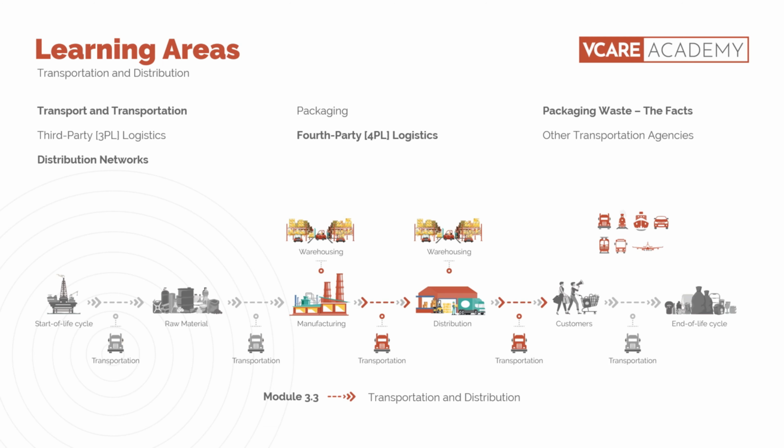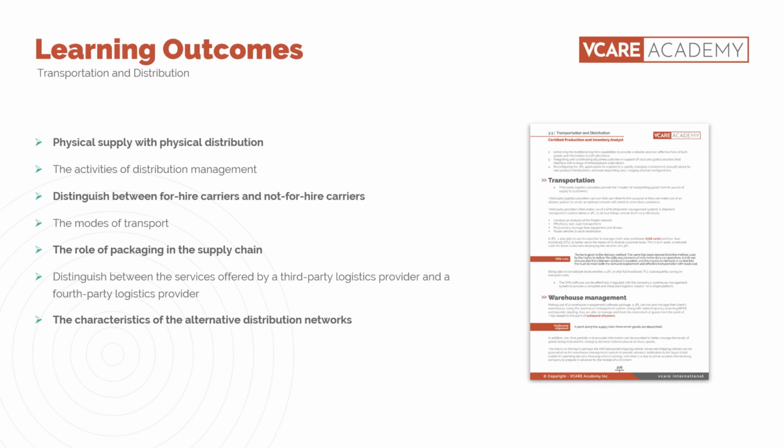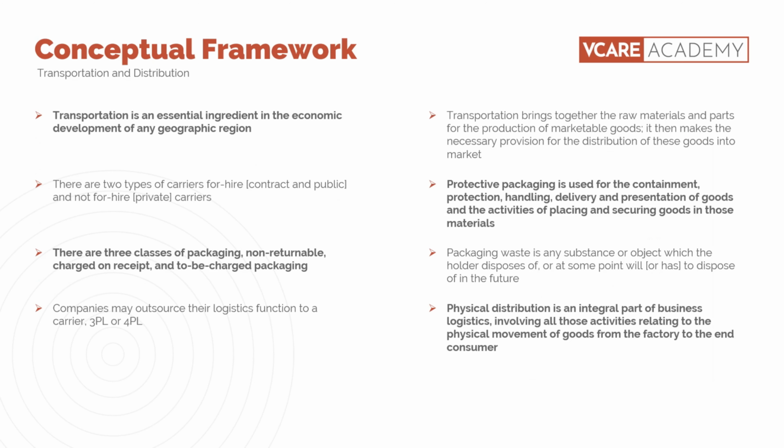The learning outcomes in this module: physical supply and physical distribution activities of distribution management, where we need to distinguish between for-hire carriers and not-for-hire carriers; modes of transport; the role of packaging in the supply chain; distinguishing between the services offered by a third-party logistics provider and a fourth-party logistics provider; and characteristics of the alternative distribution networks. The conceptual framework in this module.